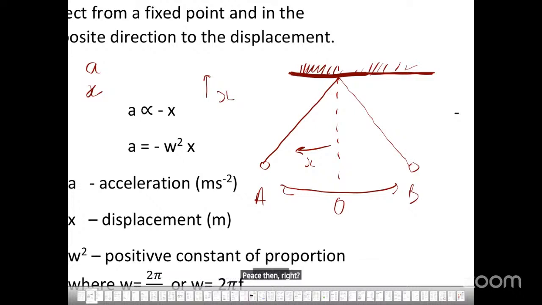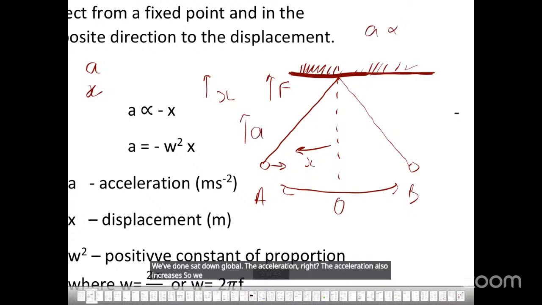But by Newton's second law, there's also something called a restoring force. There's a restoring force that wants to pull the pendulum back to O. So that restoring force is also increasing. If the restoring force is increasing, by Newton's second law, what else is increasing? The acceleration also increases. So we recognize that a is proportional to x.